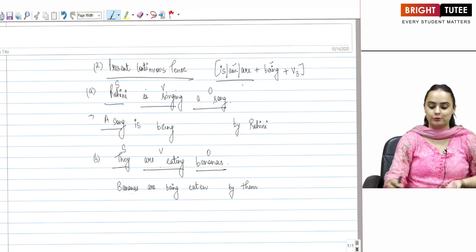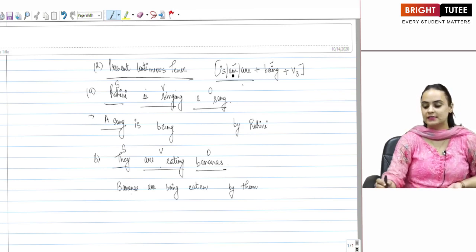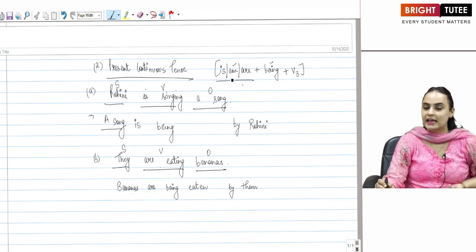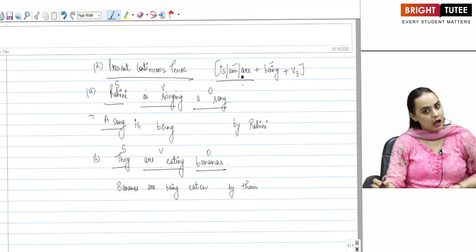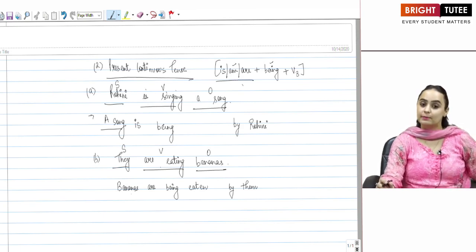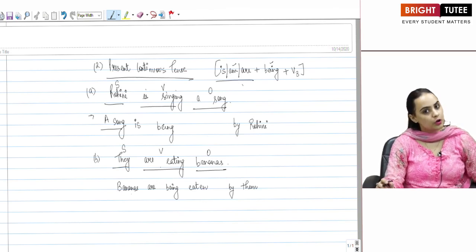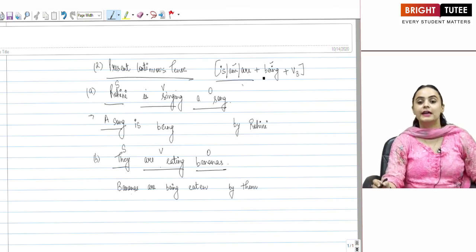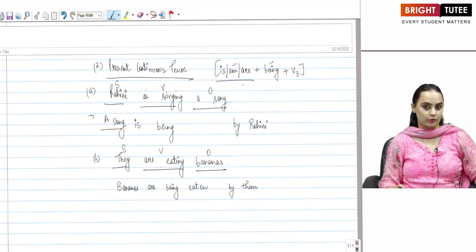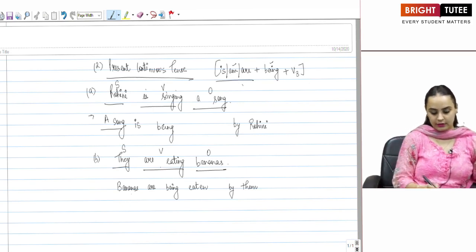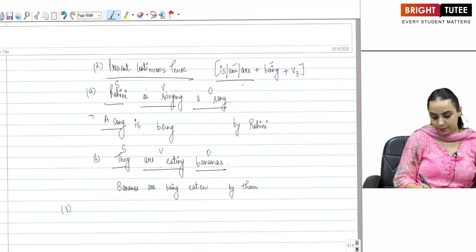Alright, so this is the rule for present continuous tense. We will first use the helping verb is, am, are depending upon the subject, which is either singular or plural. We then write being with it, and at the end we write the third form of the verb. Now the next rule is present perfect tense.